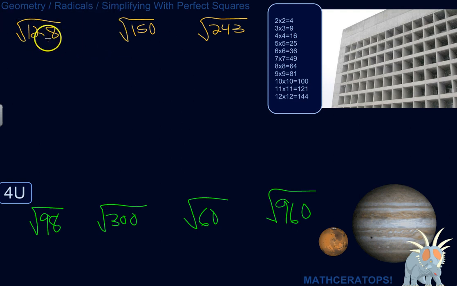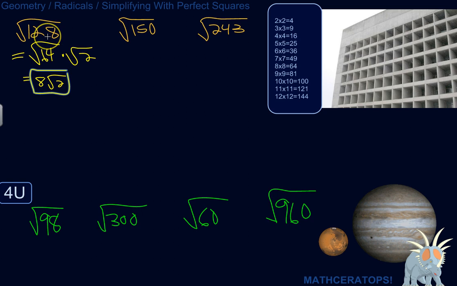So, 128 is 64 times 2. So I could say that this radical expression is equivalent to the square root of 64 times the square root of 2. The square root of 64 is just 8. 8 times 8 is 64. So this is equal to 8 times the square root of 2. And then that's the simplest form.